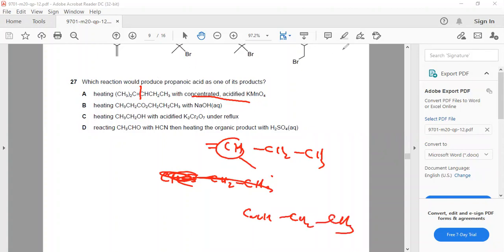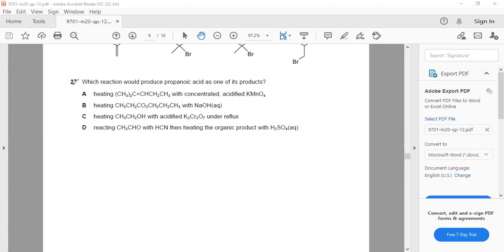So A is the answer. It's possible. Why not B? Ester on hydrolysis, this part forms alcohol, and this part with NaOH forms salt. Ethanol forms ethanoic acid on oxidation.